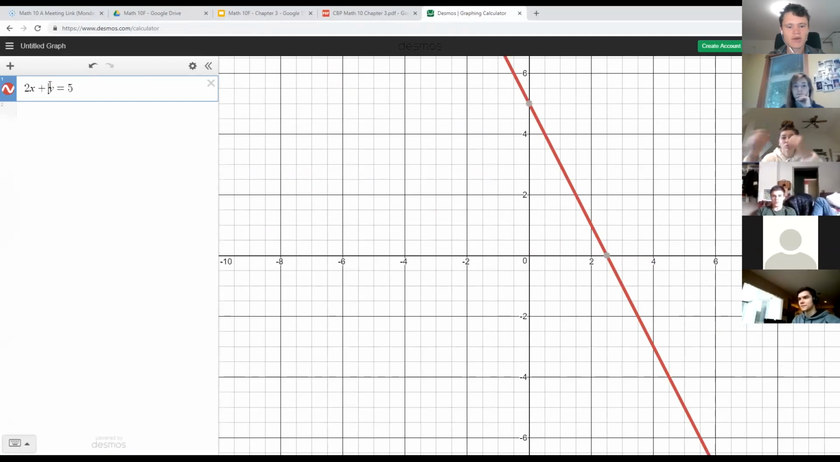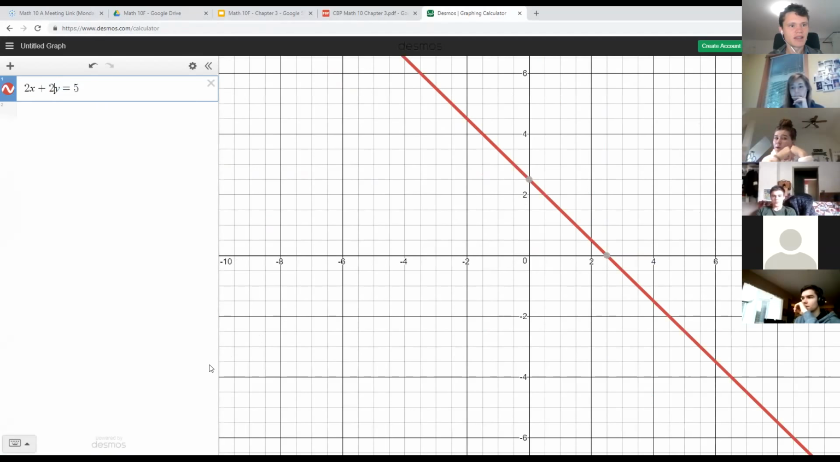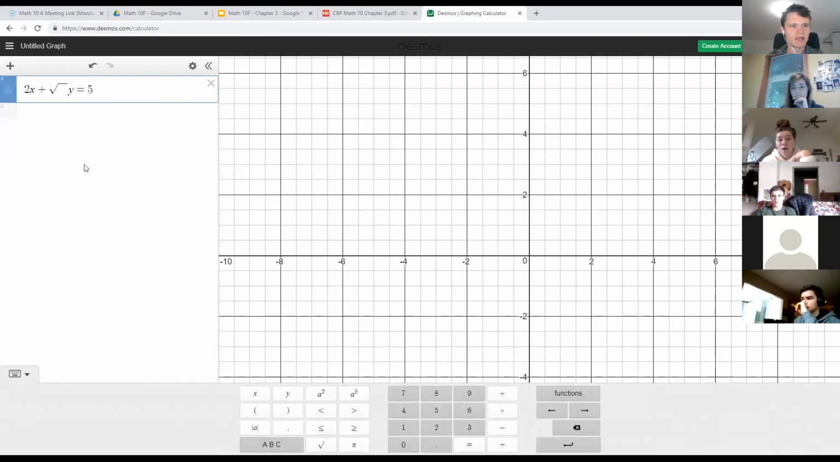Even if I change it to a decimal, it remains that straight line. Even if both of these were like the square root of 2, I'll change this to a square root, square root of 2 times y, okay? That square root of 2, or the square root of 6, let's say, those are still just numbers, right?